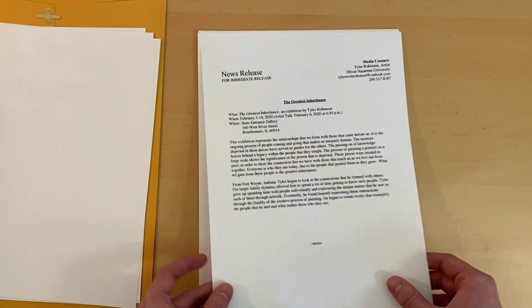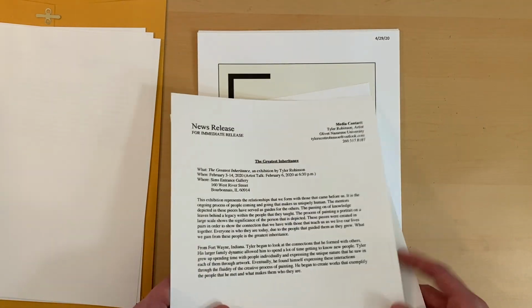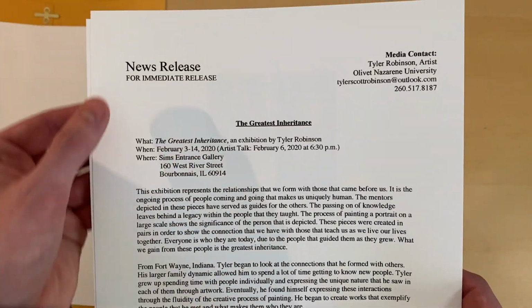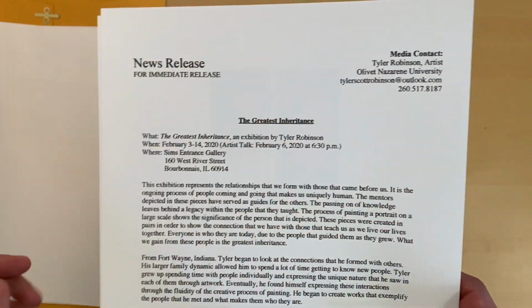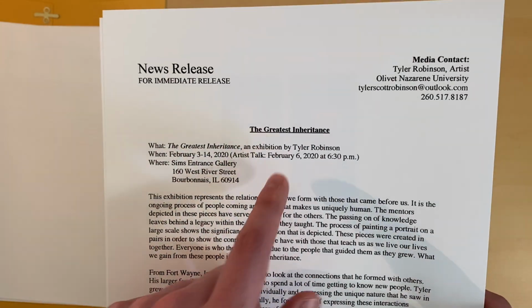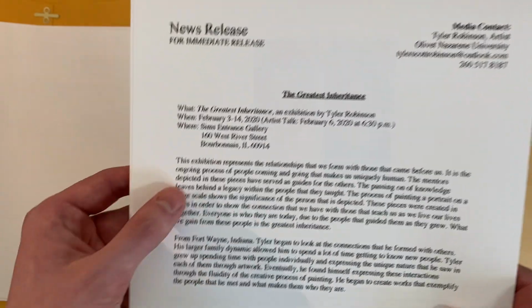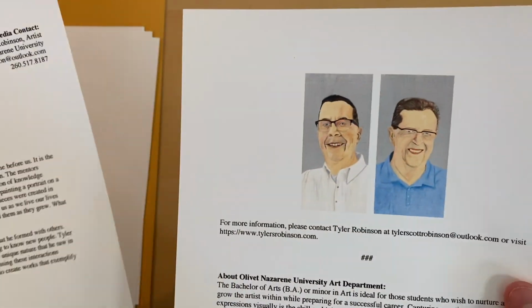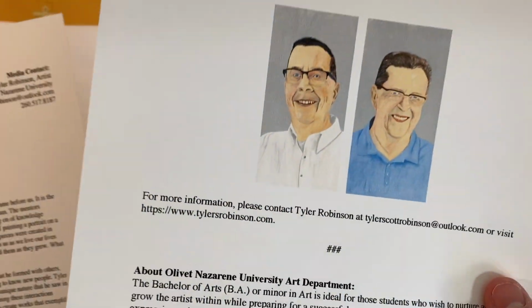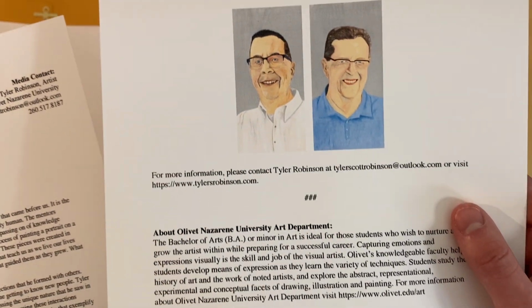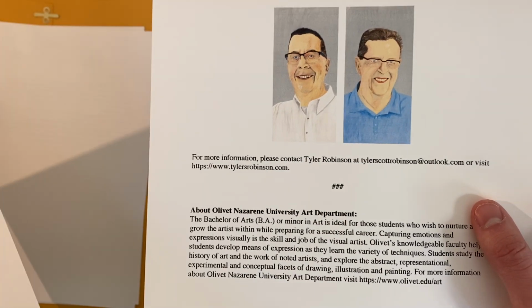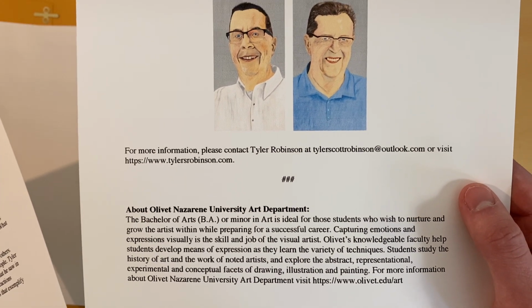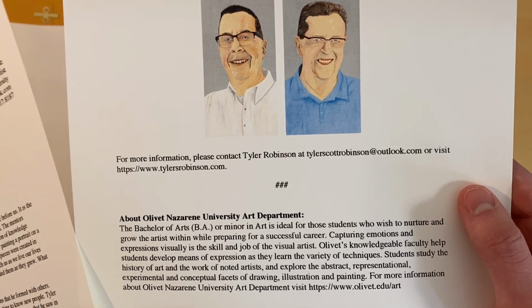Here is my press release. Obviously my show had already happened, but I included a news release, all of my contact information again, and then the name of my show, the what, when, where, and then a little bit of a description about it, and a little bit of a description about me. There are a couple of images from my show, the two pieces that you would initially see when you walked in, and then a little bit more contact information. Because it was done through Olivet's art department, I felt that it would be most appropriate to include a little bit of information about the university's department.